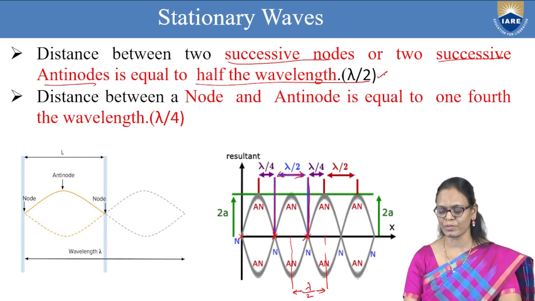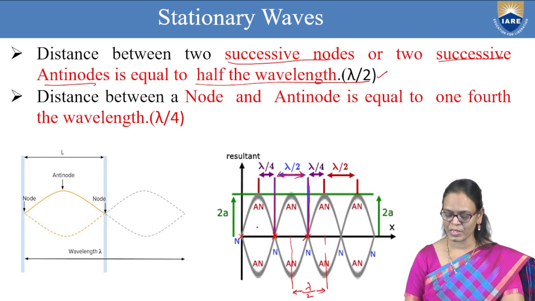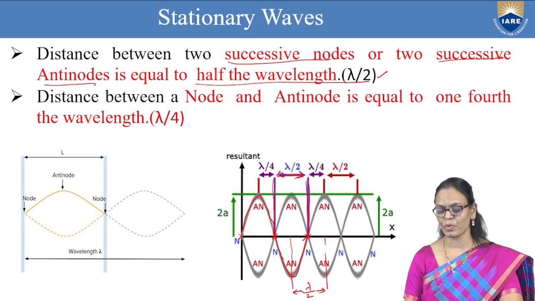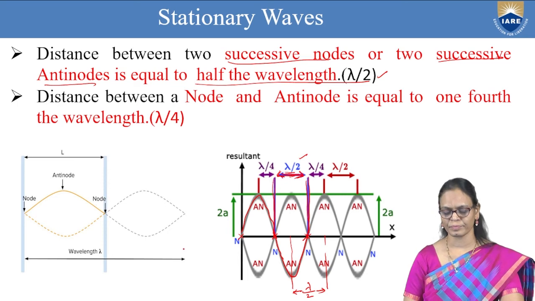Why lambda by 2? Because we know this is one complete wave. This is one complete wave. And when we are talking about two nodes, this is half of the wave. So it is lambda by 2. For one complete wave, the wavelength is given by lambda. So for half the wave, we consider the wavelength as lambda by 2.